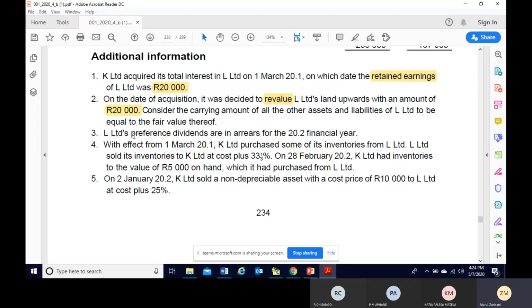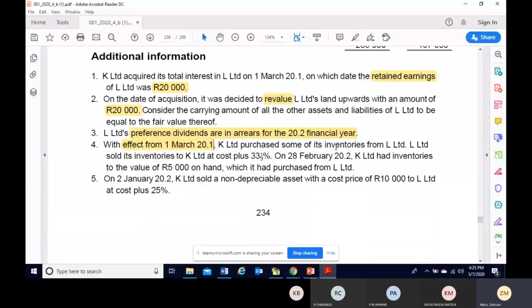L Ltd's preference dividends are in arrears for the 2020 year. So remember, we have acquired this entity L Ltd in the current year, so this is in arrears in the current year, with effect from 1 March. This means we will not have opening inventory because the acquisition happened in the year that we are reporting on.